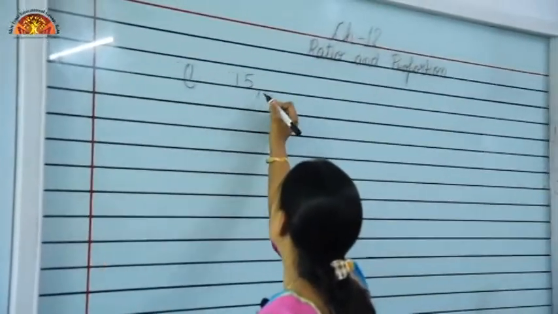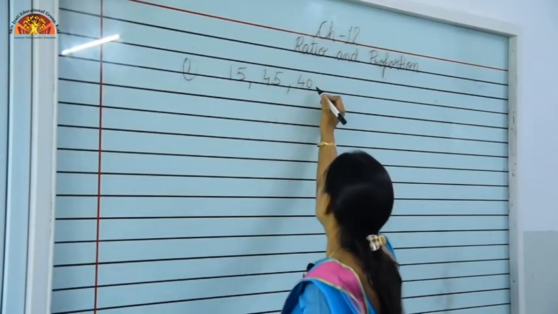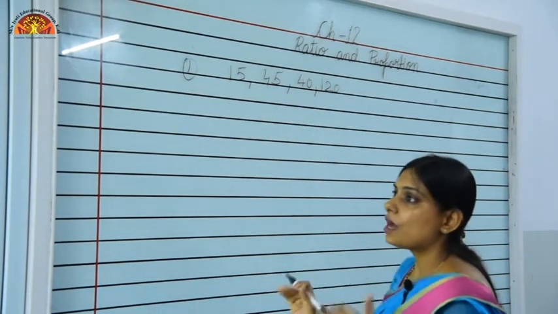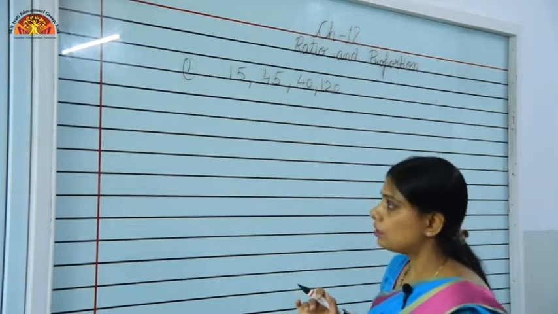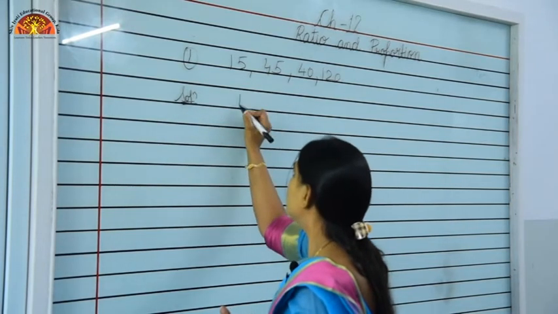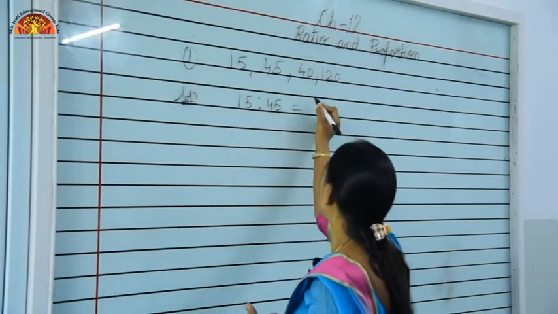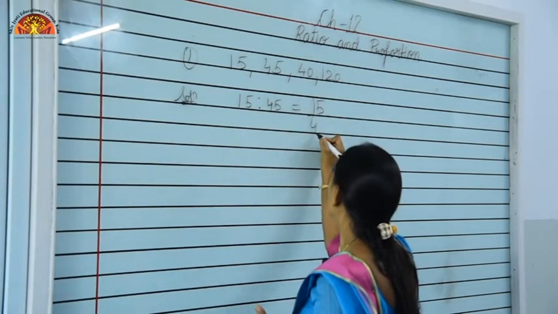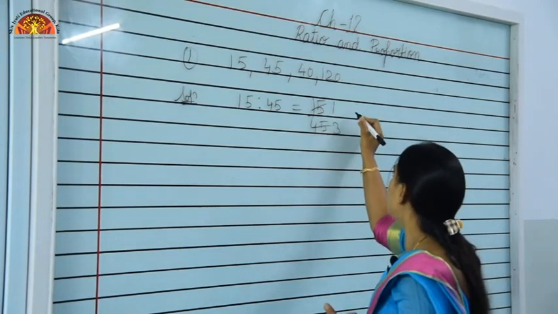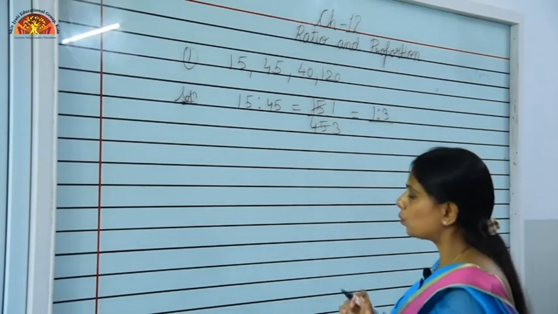15, 45, 40 and 120. We have to check whether these four terms are in proportion or not. So how to solve it? First we will take the ratio of the first two terms, that is 15 is to 45, which equals 15 upon 45. We will simplify it. 15 ones are 15, 15 threes are 45. So the ratio of the first two terms is 1 is to 3.